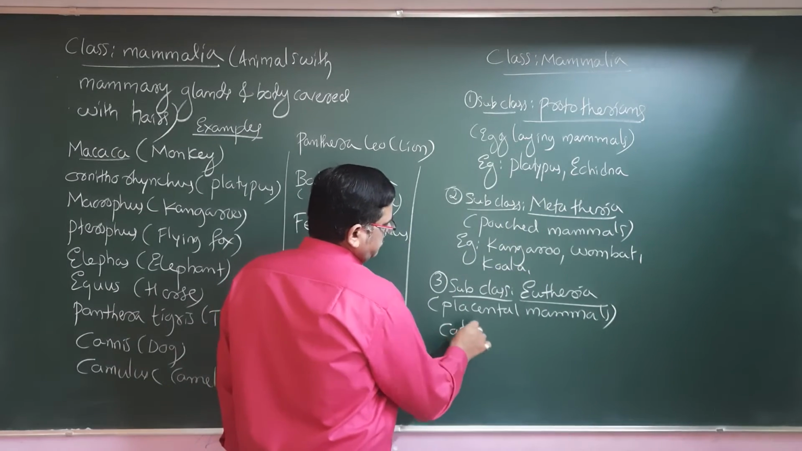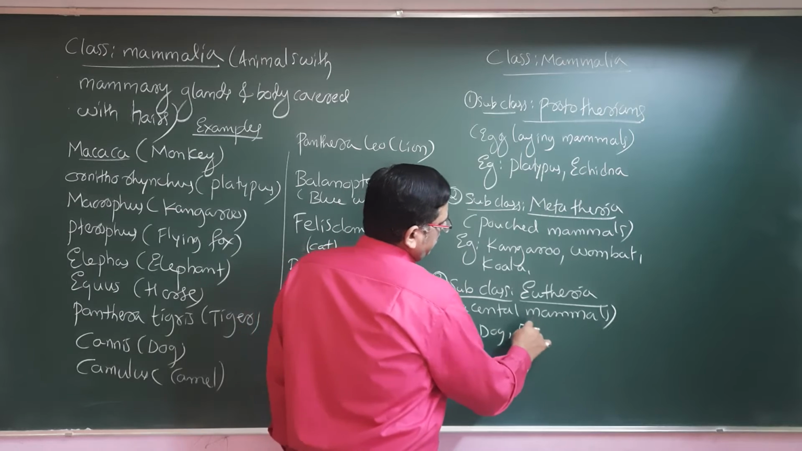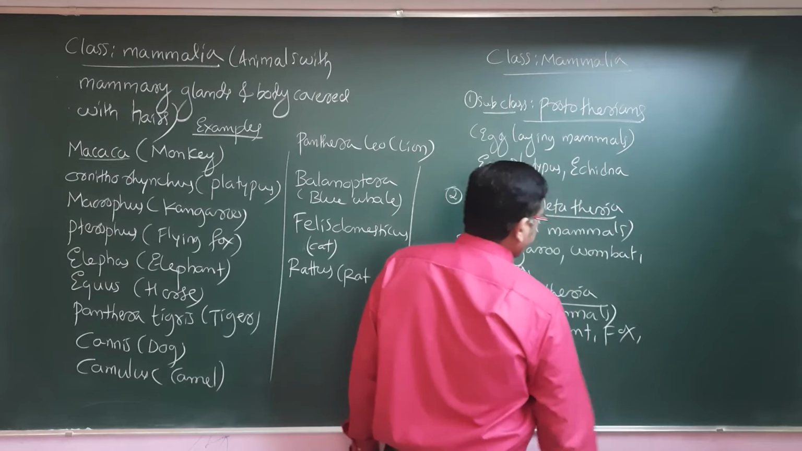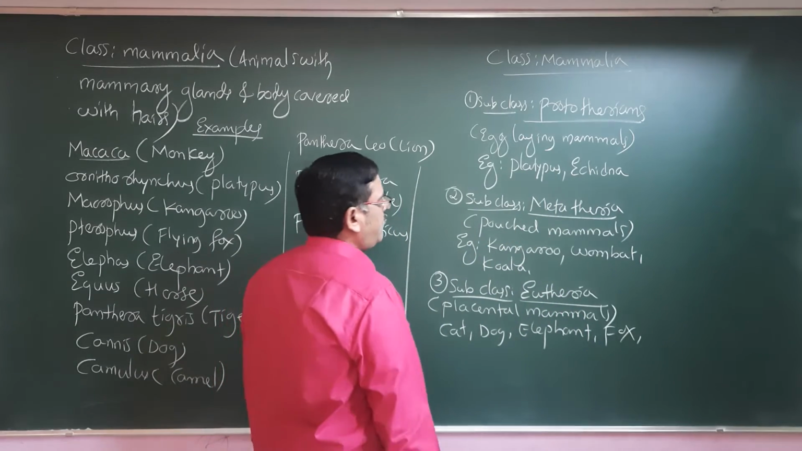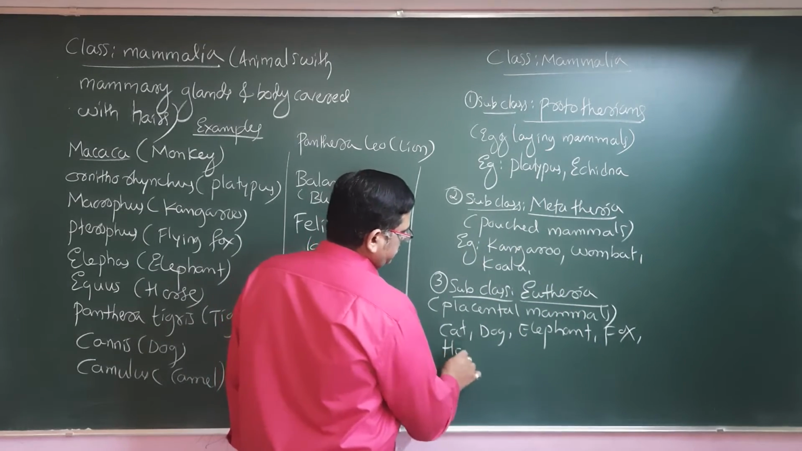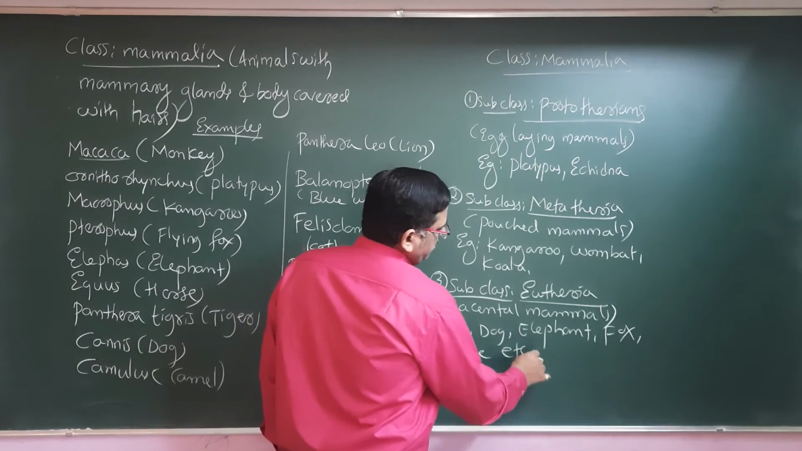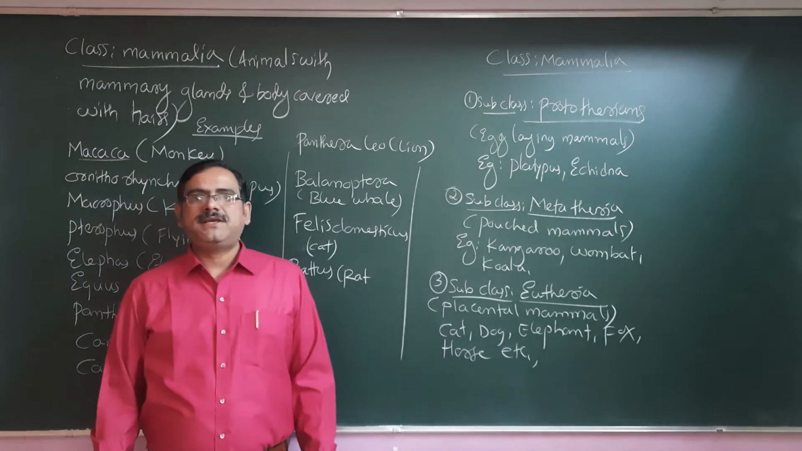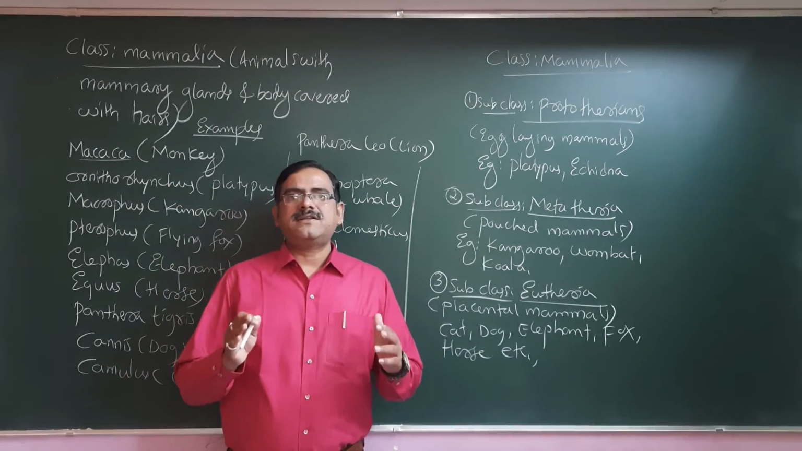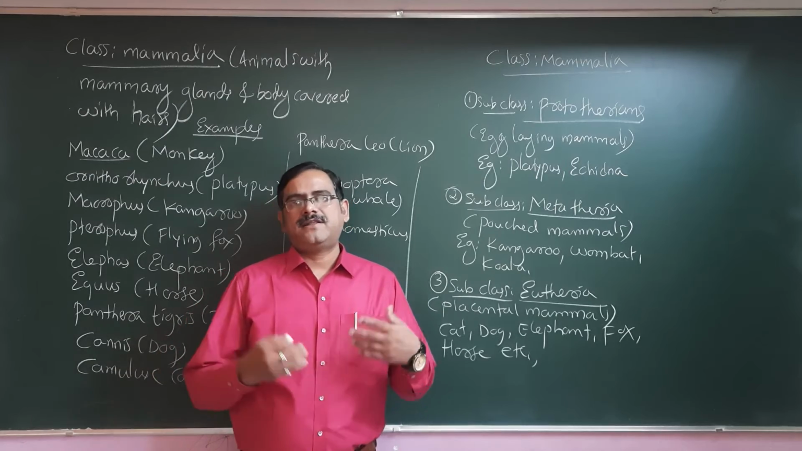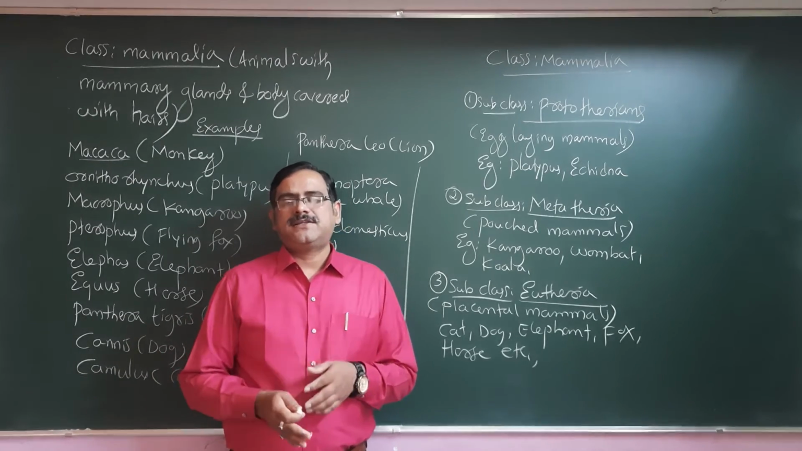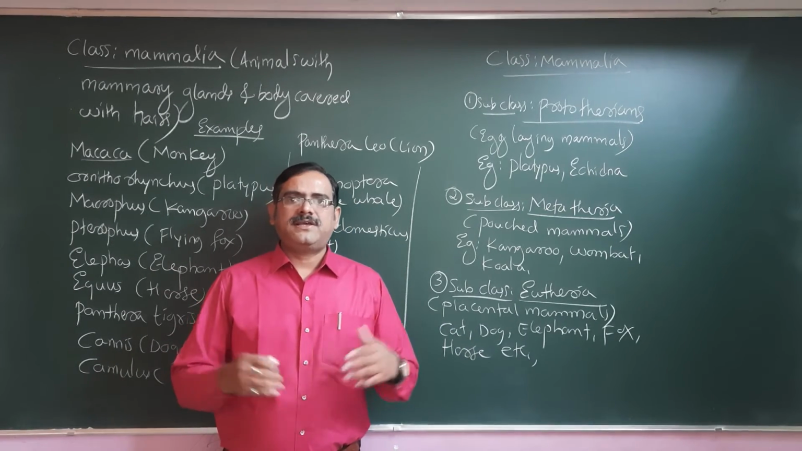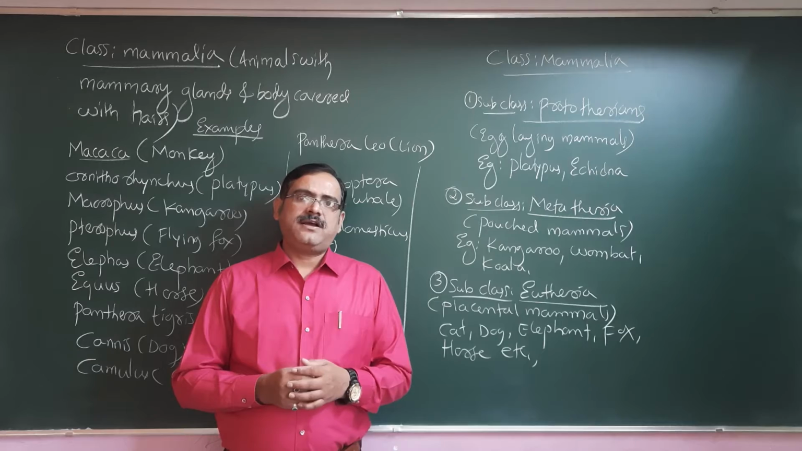It may be the cat, it may be the dog, it may be the elephant, it may be the fox, it may be the horse. So a number of examples, yes, we can find over here in the eutherians, the placental mammals. Means they have the placenta, a biological connection between the developing embryo and the mother, and through the placenta, yes, they give the nourishment to the developing embryo. Once it completely develops, yes, they give birth to those young ones.